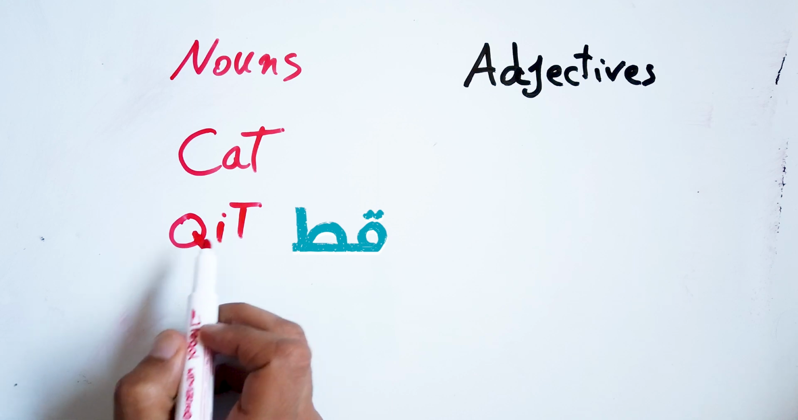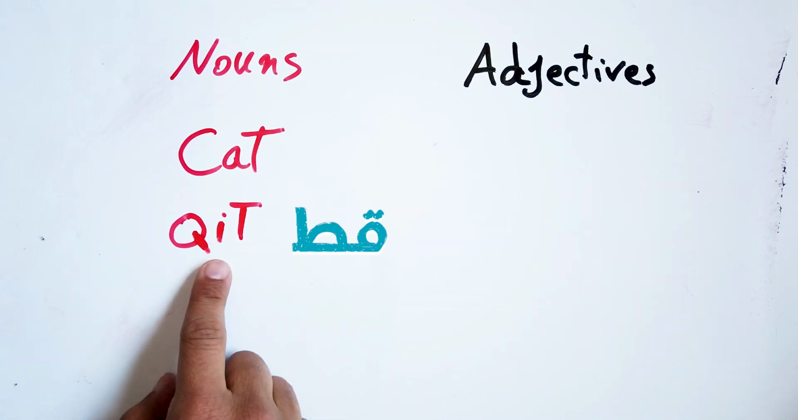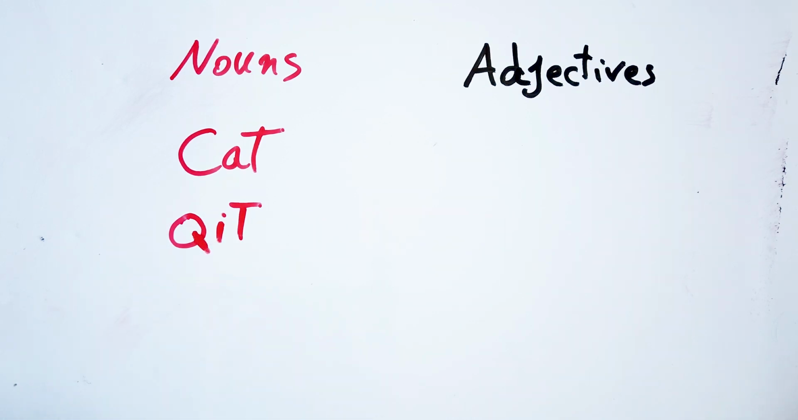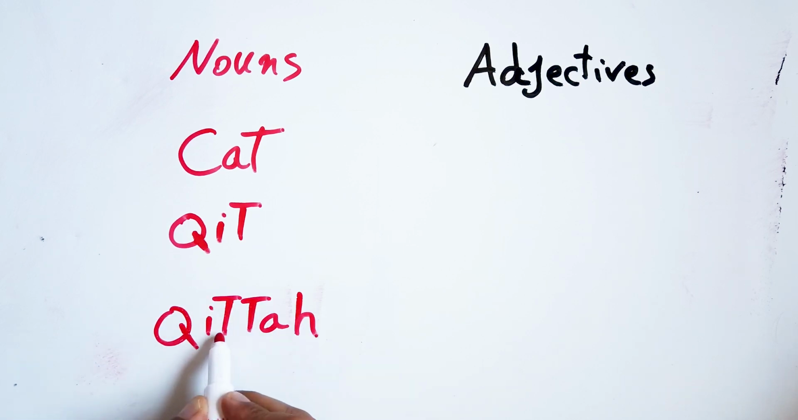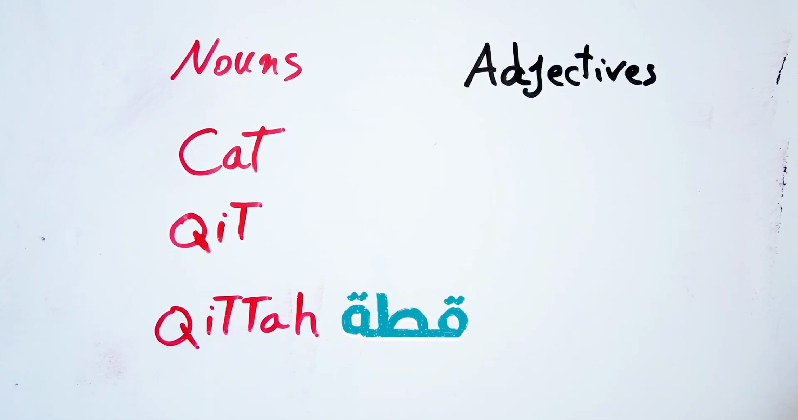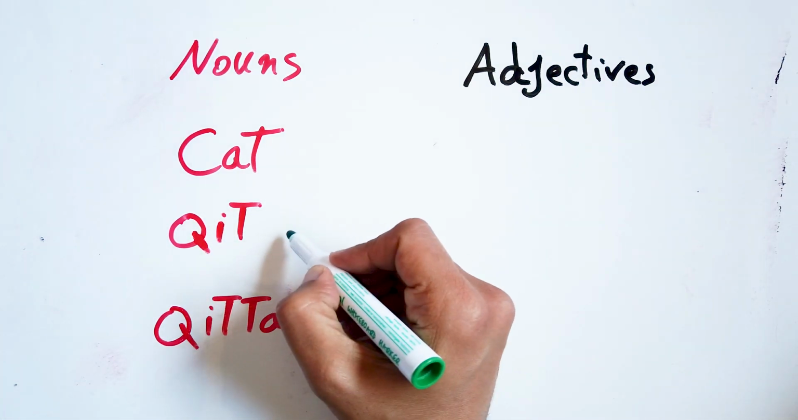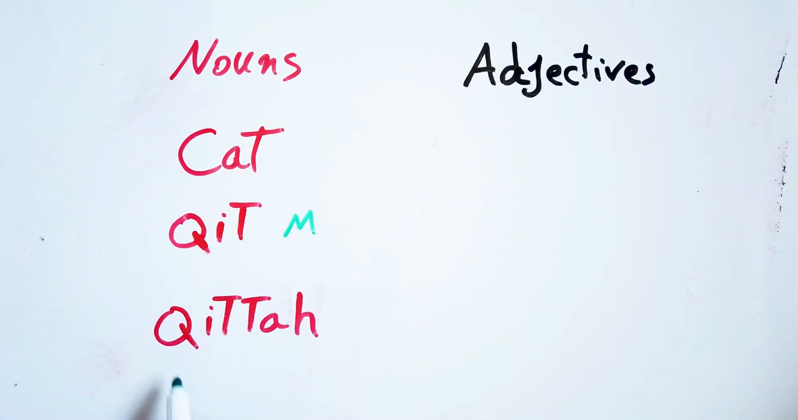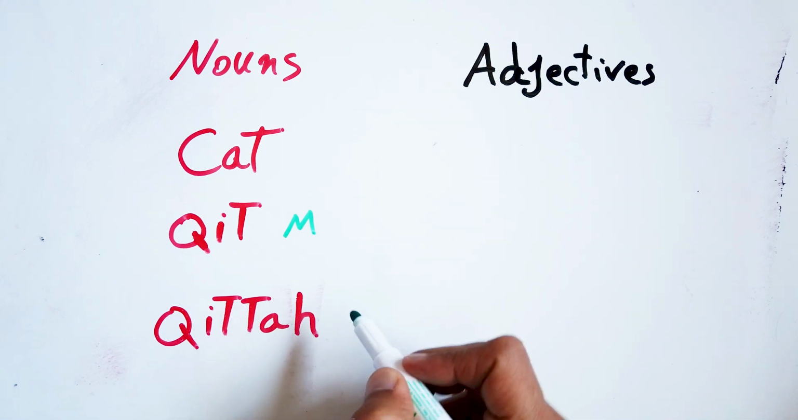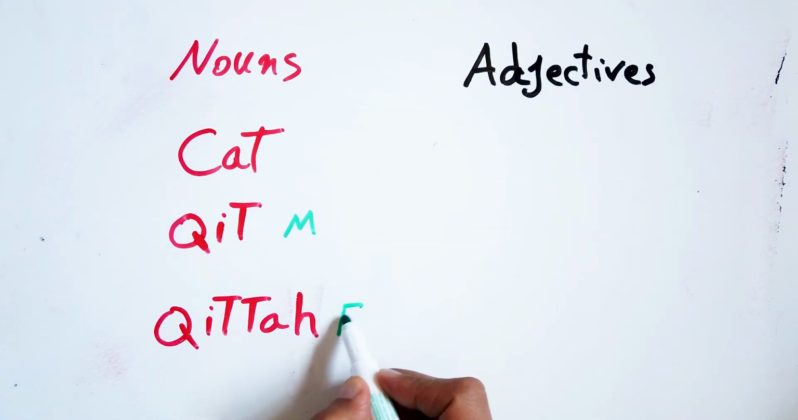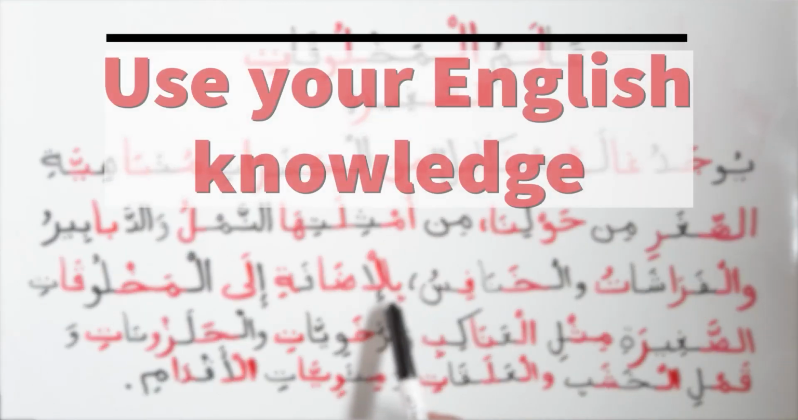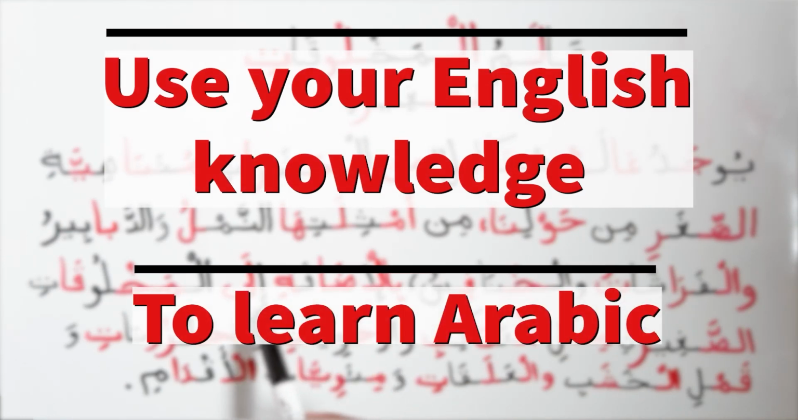Okay, I'm gonna write now in English everything. Qit, it means a male cat. And we have qittah for female. So don't forget, qit, it's a male cat, and qittah, it's a female cat. Use your English knowledge to learn Arabic. Let me show you how.